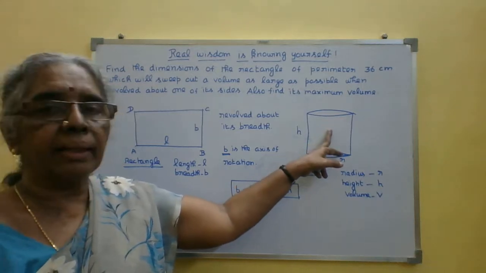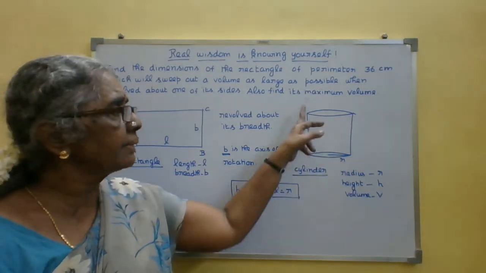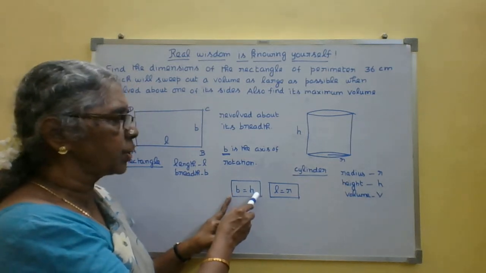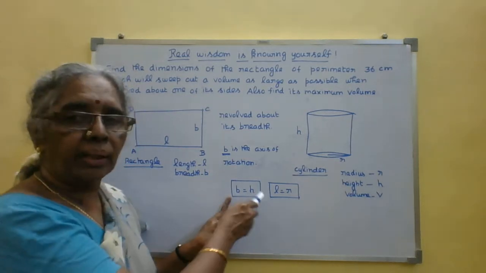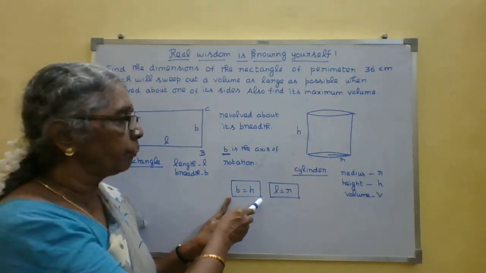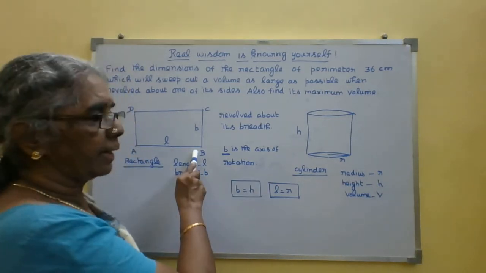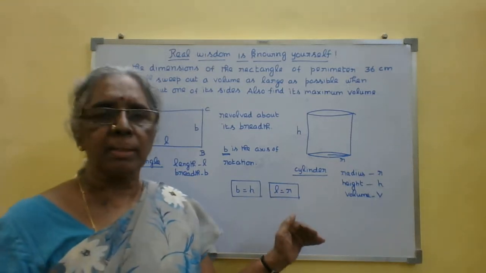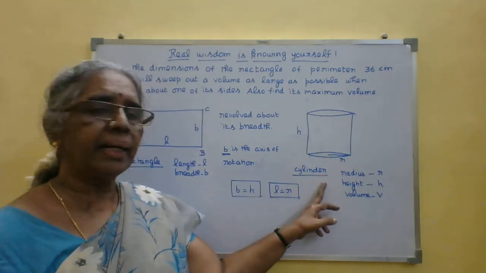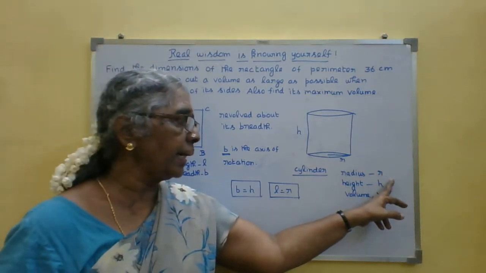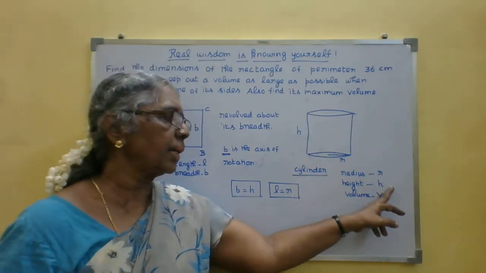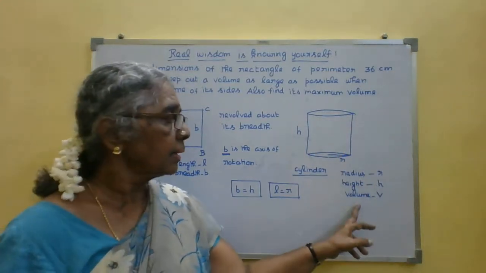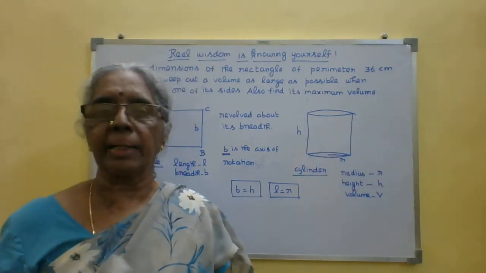Now this is the cylinder. Here this is the radius and this is the height. Now you see, B, that is the axis of rotation, will become H, the height of the cylinder. And then the other one, that is L, the other dimension, will become the radius of the cylinder. Now as far as the cylinder is concerned, you know the radius is R, the height is H, and the volume we need, because the maximum volume is asked, we represent by the letter V.